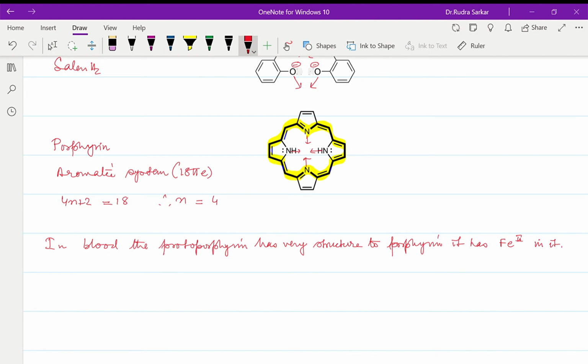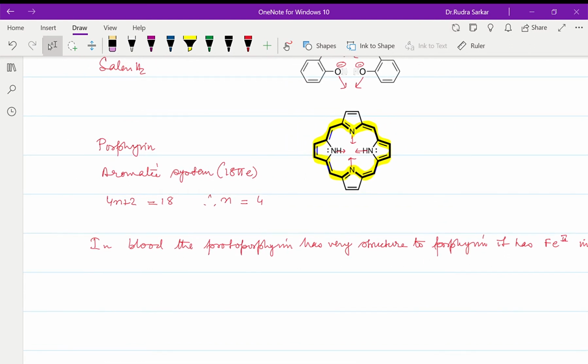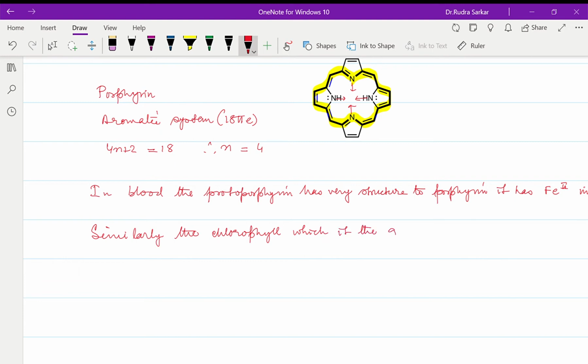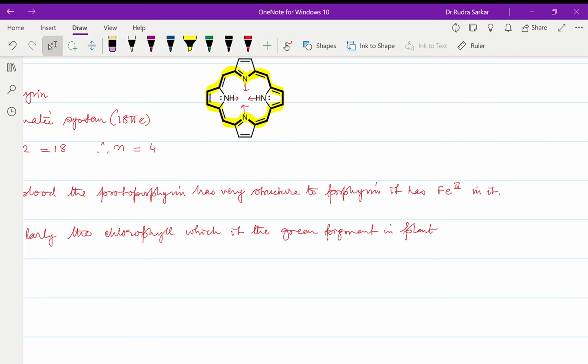So sometimes they might ask you what ligand system is present in blood and what is the metal inside it. Similarly, the chlorophyll, which is the green pigment in plants, there are actually 5 types of chlorophyll, so we need not study all that. Chlorophyll is also very much similar to this porphyrin ring. There also, inside this core, we have magnesium 2 present.